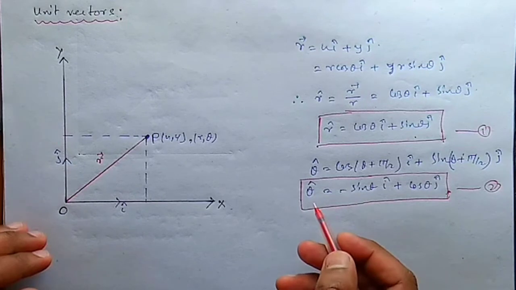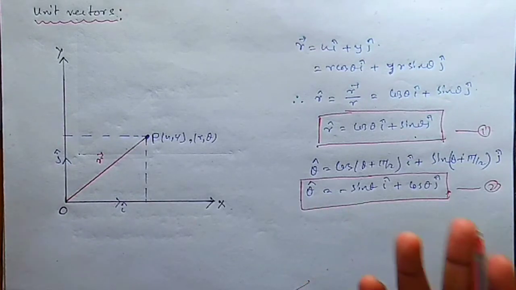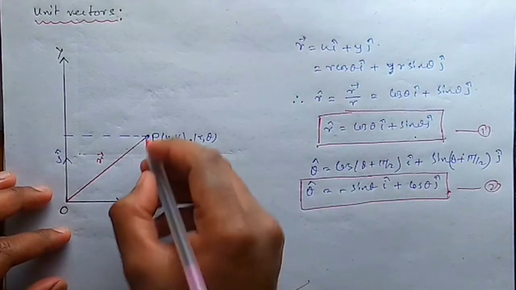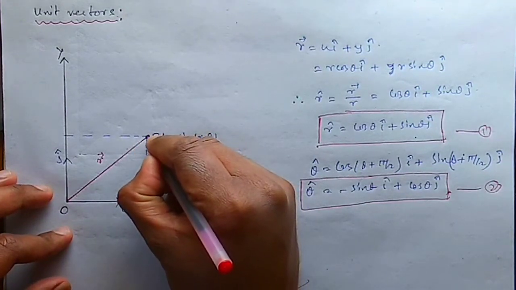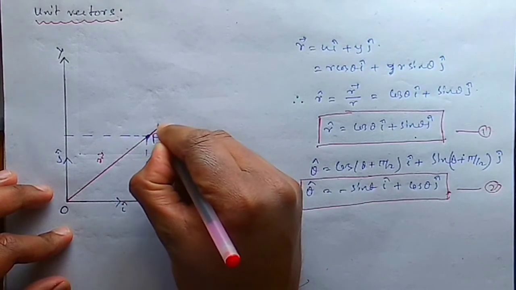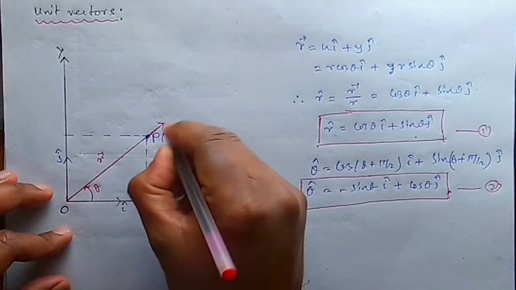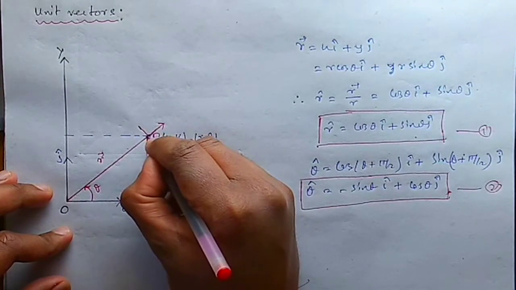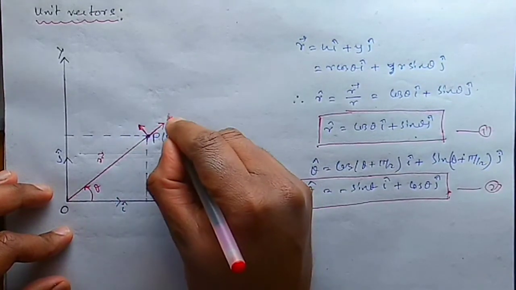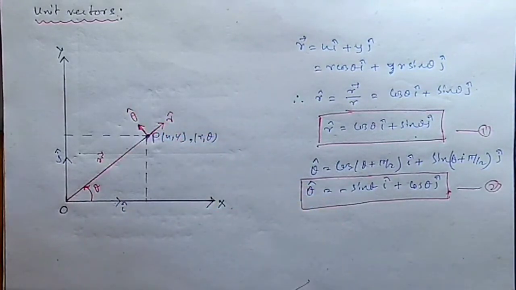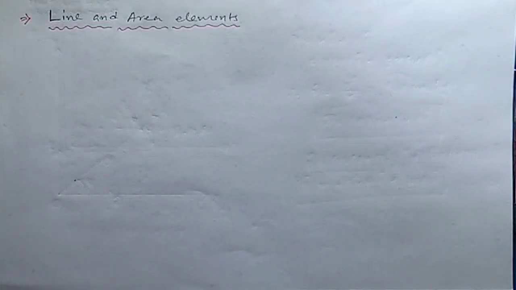Now unit vectors r cap and theta cap are mutually perpendicular. R cap is along the direction of increasing r and theta cap is along the direction of increasing theta. Now let's see the line and area elements in two-dimensional Cartesian and plane polar coordinates.